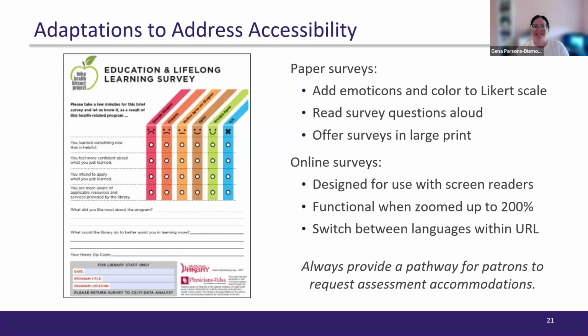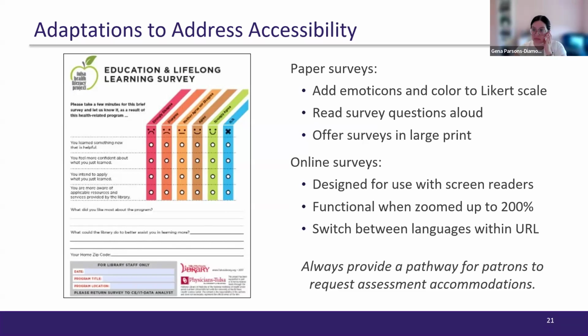We have an excellent example on the left here from a public library's version of a survey. The library here has added emoticons and color coding to their paper survey to help patrons interpret the different responses on the Likert scale. Design adaptations like these can help low literacy patrons or English language learners to better understand why they're being surveyed. As mentioned earlier, you can also save time at the end of your program to read the survey questions aloud, walking through them with your participants one at a time.